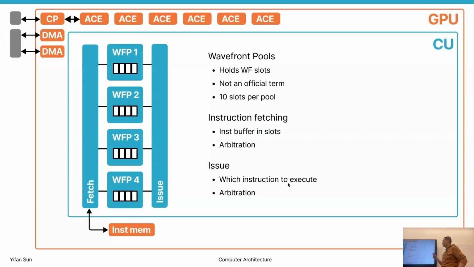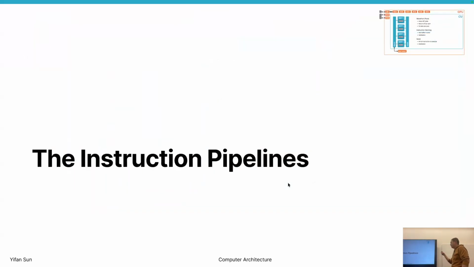So it decides which instruction to execute and performs the arbitration process. We'll talk about this arbitration process soon. It's a little bit complex, so we probably need half an hour to talk about it. But we need to understand what the instruction pipeline is and what units are there so that we can execute instructions.